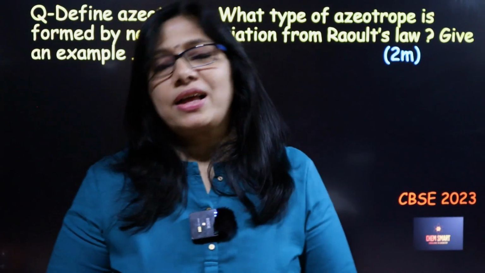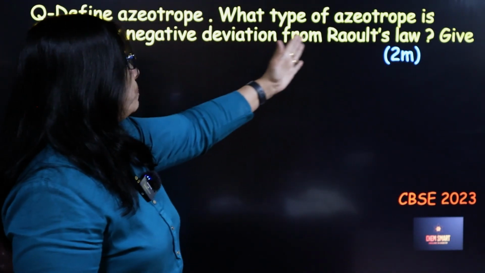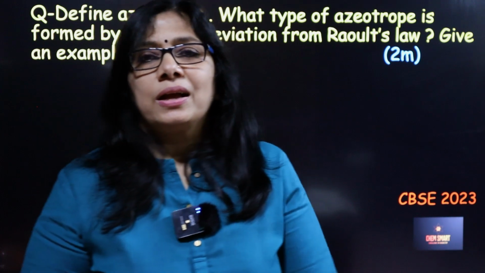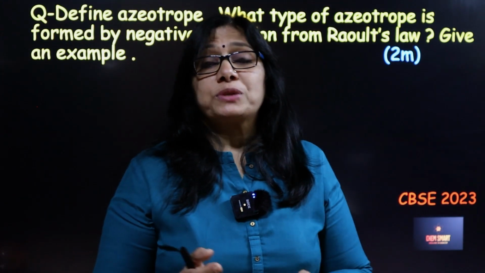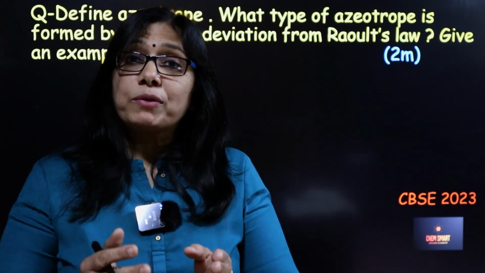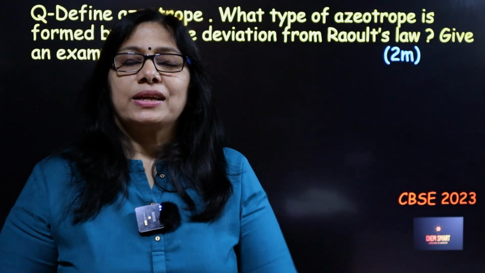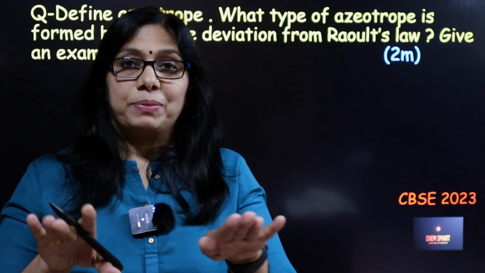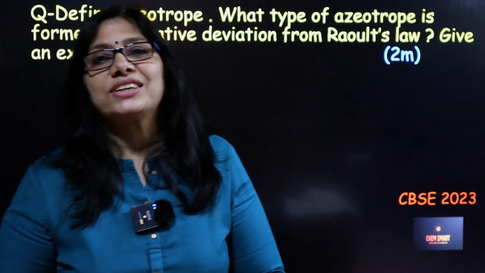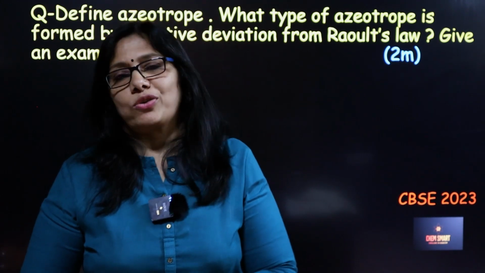And the question is about azeotropes. Question goes like this. Define azeotrope. What type of azeotrope is formed by negative deviation from Raoult's law? Give an example. What are azeotropes? Azeotropes are binary mixtures, means containing 2 components, which have the same composition in liquid phase and vapor phase. They boil at a constant temperature at a particular composition. And they cannot be separated by fractional distillation. Such a binary mixture is called an azeotrope.